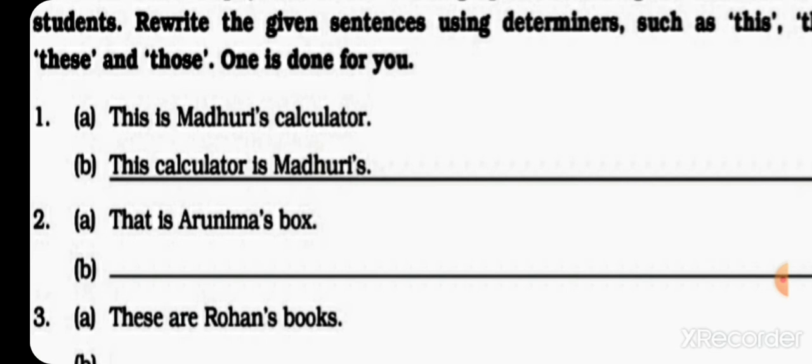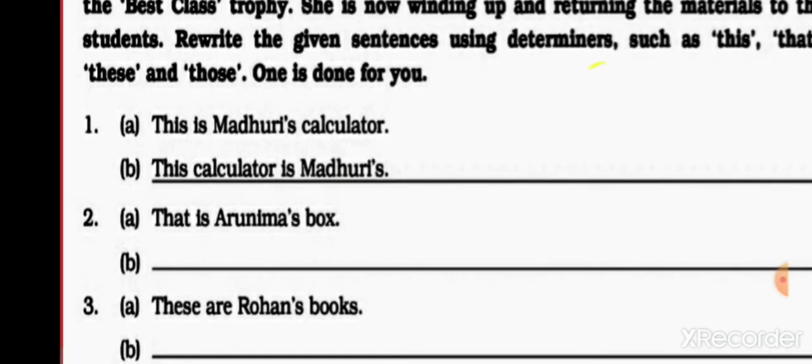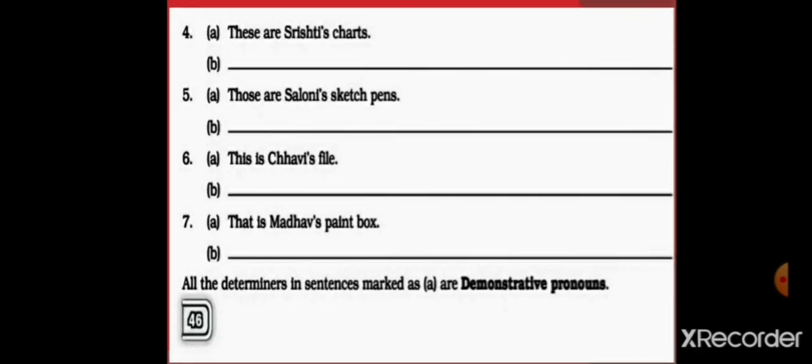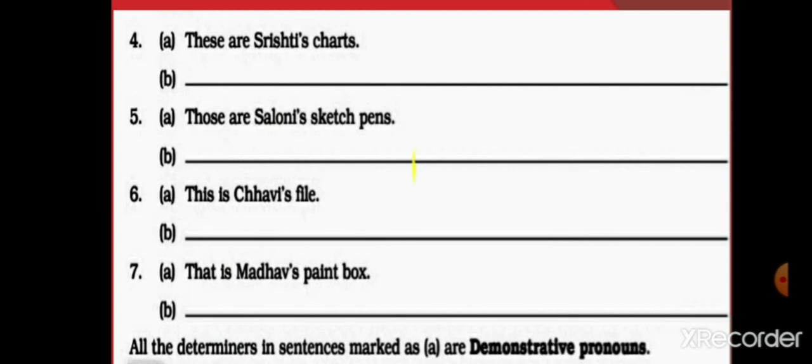That is Arunima's box. So, how to write now, beta? That box is Arunima's. Okay. Then these are Rohan's books. So these books are Rohan's. Okay, it's clear, beta? Now let's move on to the fourth one.